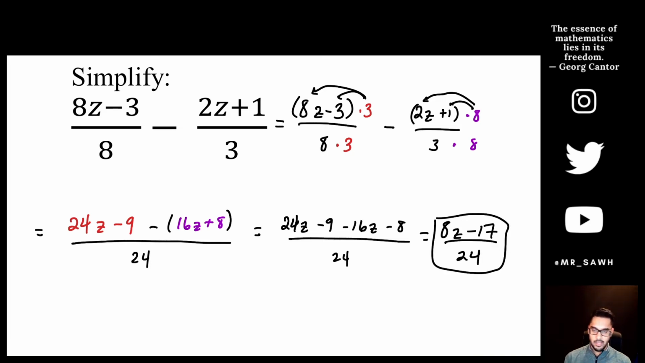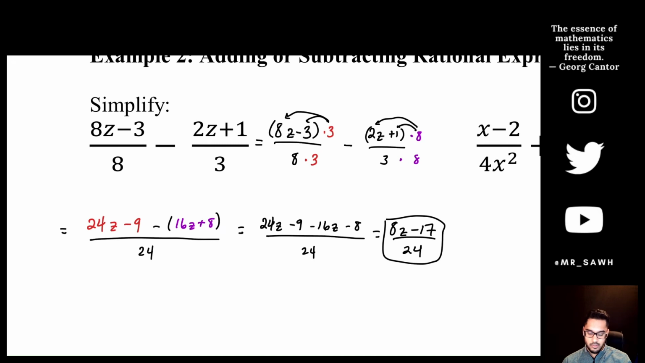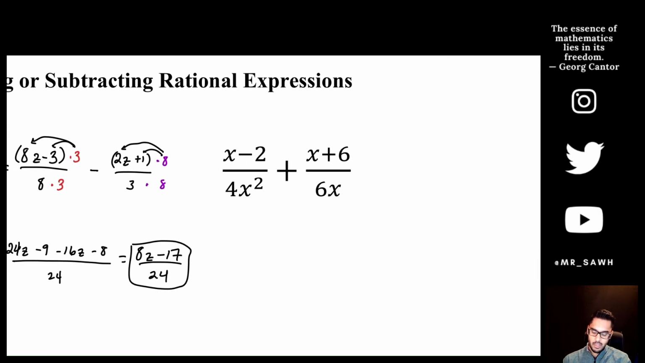And again, there's no way to simplify this. Each of those terms, 8z, negative 17, 24, they don't share a common number, so I can't divide them and reduce this. So I'm done. Again, common denominator. You could expand the top if you wanted, collect like terms to make it as simplified as possible. And you can do something similar with the one beside this.